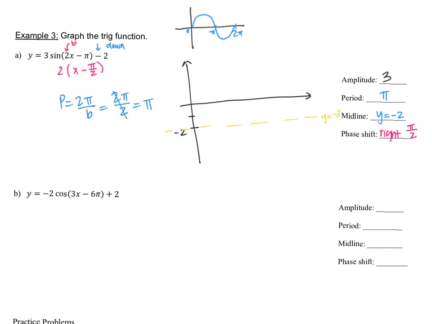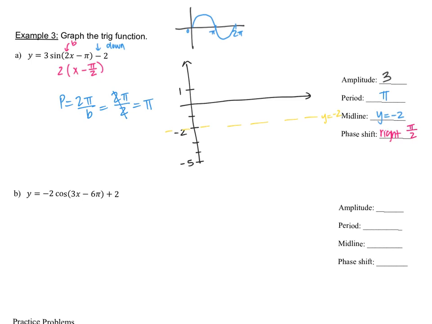And from here, I can use my amplitude to go 3 units up. So if I were to go 3 units up, I would land at +1. So I know that +1 is going to be the highest that my graph will go. Now I also have to go 3 units down to show the lowest that it will go. So it will go down to, not -3, let's see, -2, -3, -4, -5. My bad.